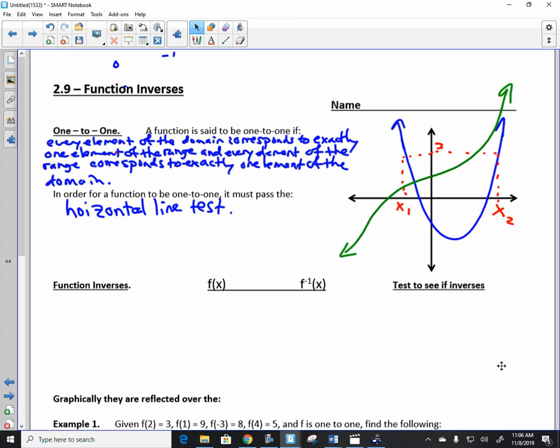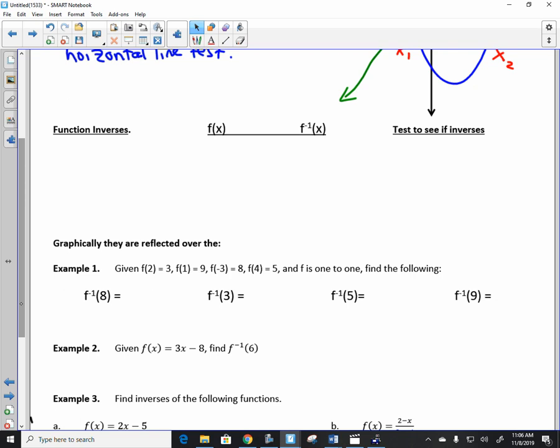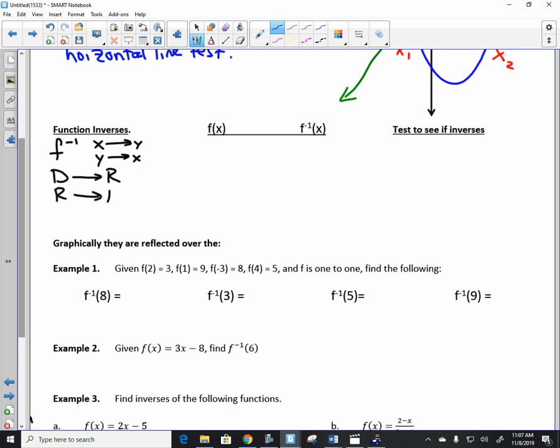Very good. So now that you understand what one-to-one is, if a function is one-to-one, we can find its inverse. So function inverse would be f inverse. That's what it looks like. Here's what it means. x's become y's and y's become x's. It means the domain becomes the range and the range becomes the domain.